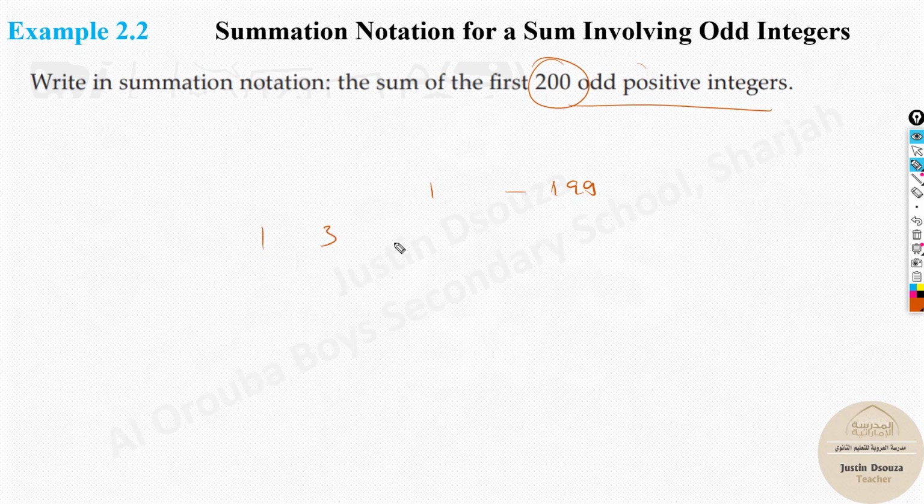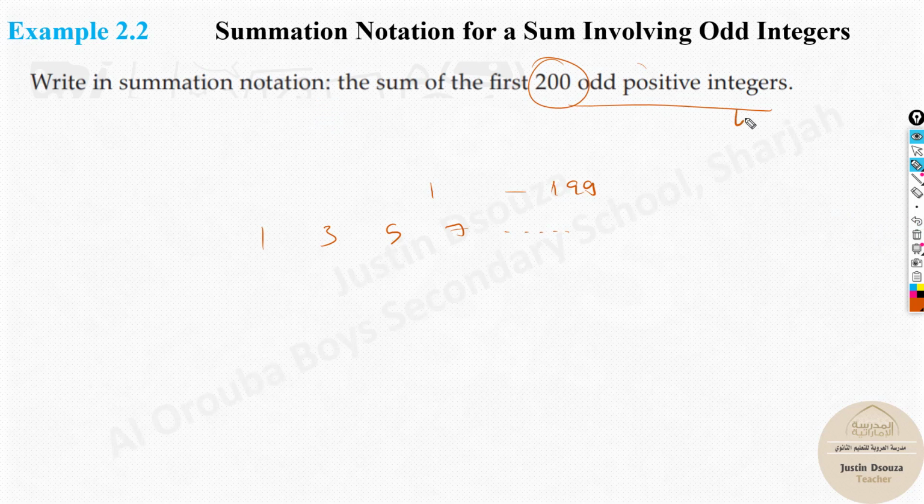Say 1, 3, 5, 7, odd numbers, 200 like this. So we know until 200 there are only 100 odd, because say if you take an even number, 10 numbers, how many odd numbers are there? Divided by 2, there will only be 5 odd numbers. So we know half of that will be odd. So what we need to do is take numbers until 400.